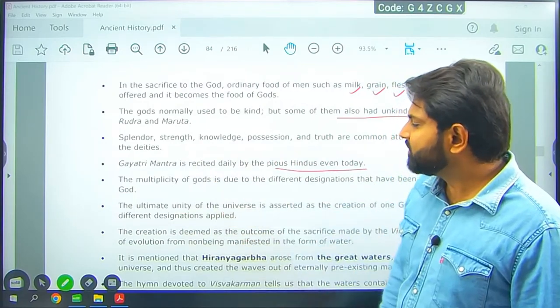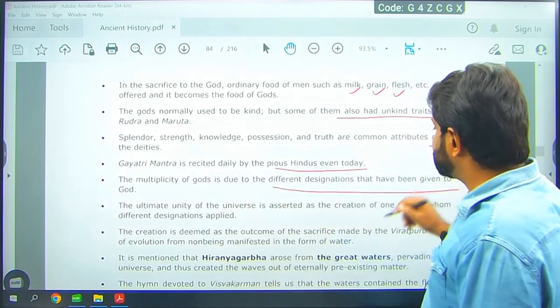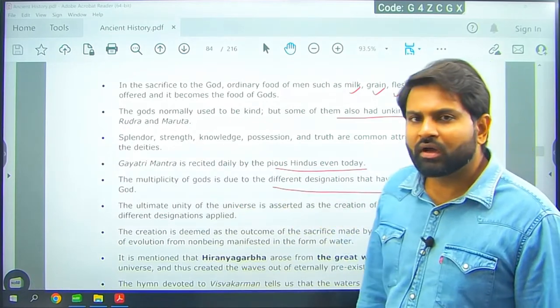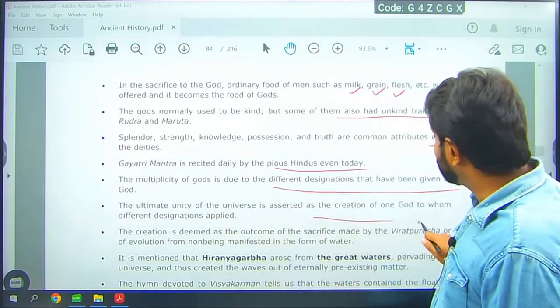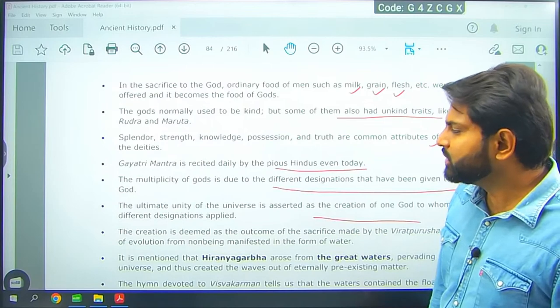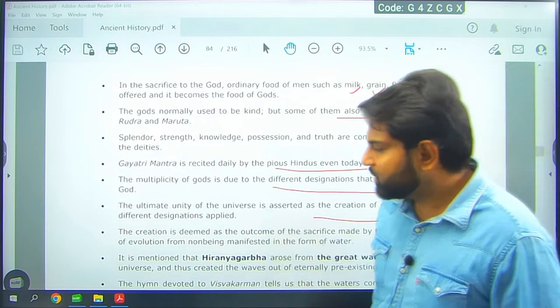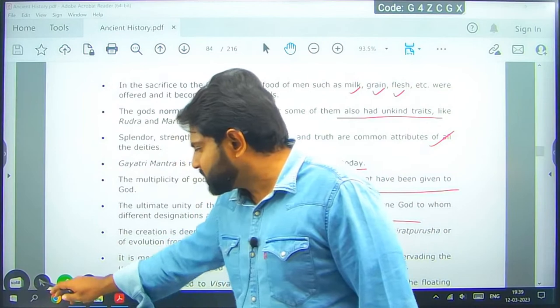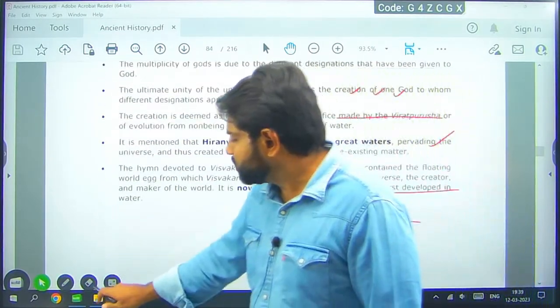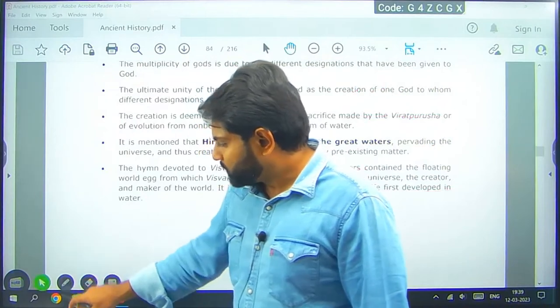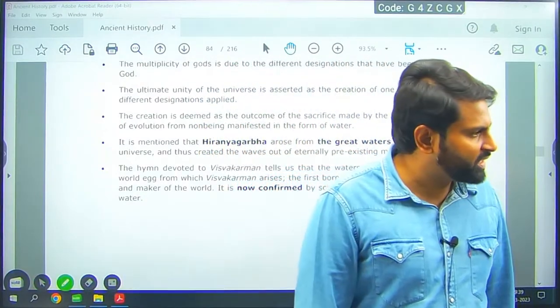The multiplicity of gods is due to the different designations that have been given to the god. The ultimate unity of the universe is asserted as a creation of one god to whom different designations are applied. So there is one god who created this world, and there are different designations which were given to many gods. Mukkoti, 33 types of gods, 33 categories of gods.